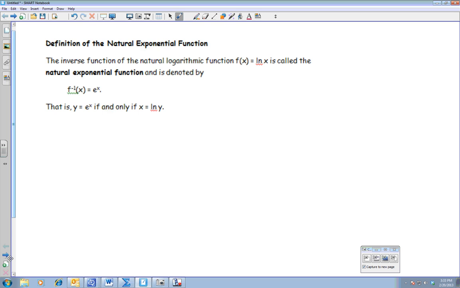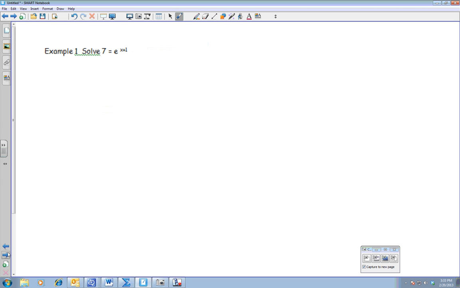Okay, so the first thing we're going to do is some basic Algebra 2 skills, because you're going to need these in order to solve some of the problems coming up. So we're going to be using properties of logarithms and properties of our e to the x in order to solve some of these problems. So example 1 says solve 7 equals e to the x plus 1.